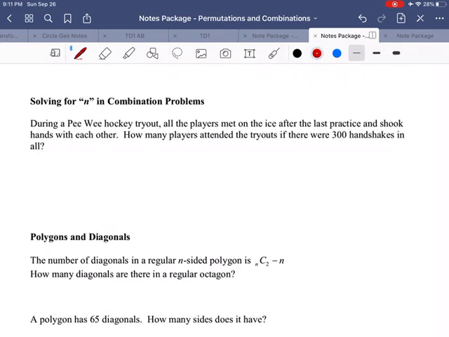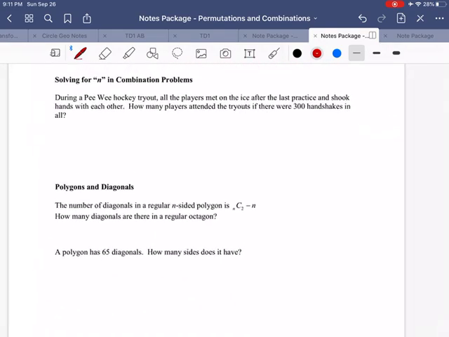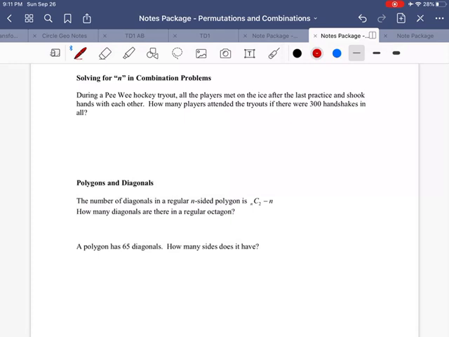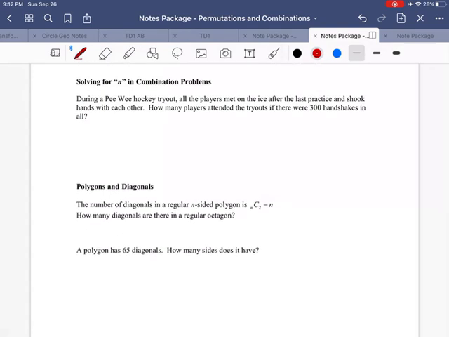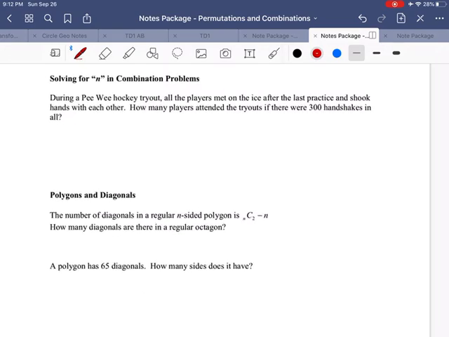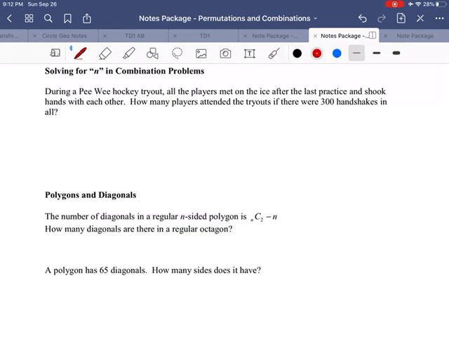Solving for n in combination problems. So we didn't get to this one in class, so I'm going to do this on Monday. During a Pee Wee hockey tryout, we did do this one, but we didn't do the polygons and diagonals. All right, so in the Pee Wee hockey tryout, all of the players met on the ice and they shook hands. So there were 300 handshakes.